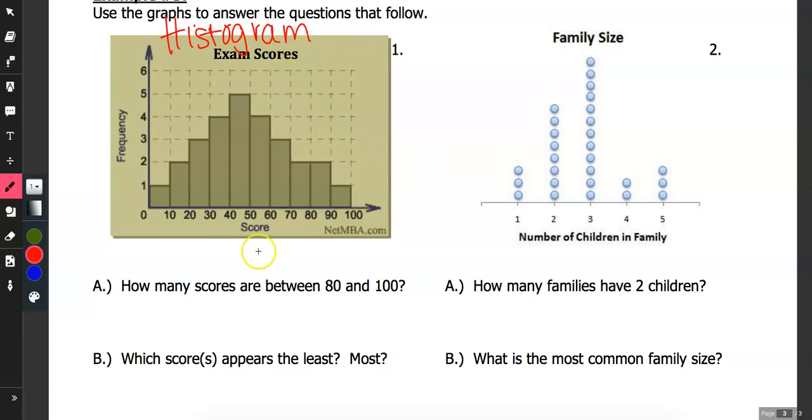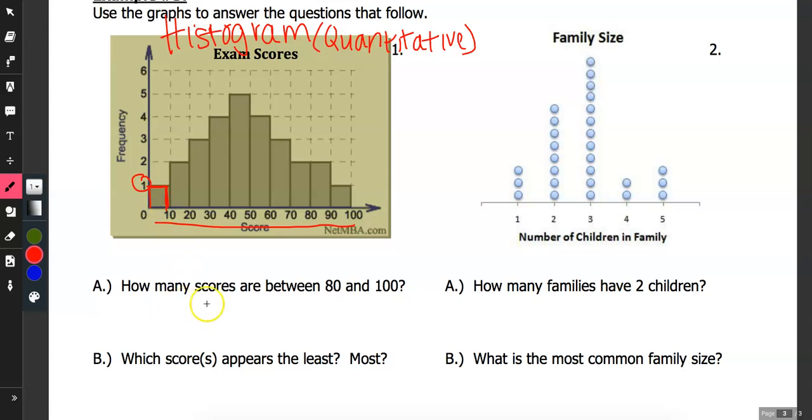It's a histogram because it's representing quantitative data, meaning numerical data or numbers, not categories. Okay, this is about exam scores. So each bar is a range of score, so like from 0 to 10, and then the number on the left means one person scored between 0 and 10.